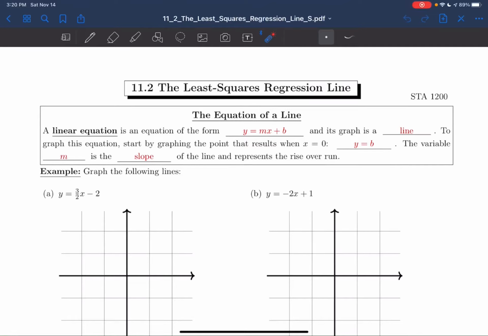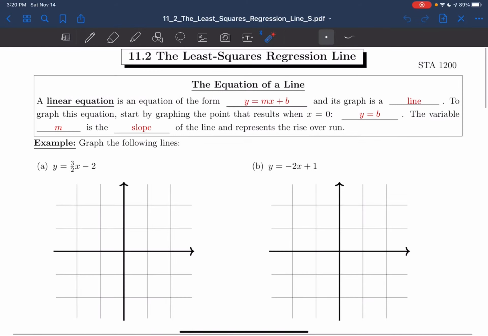In this section, we're going to go over something called the least square regression line, and this is often used to make predictions. So to begin, I want us to remember the equation of a line. This should be reviewed, but just in case you forgot, the linear equation is an equation of the form y equals mx plus b, and its graph is a line.